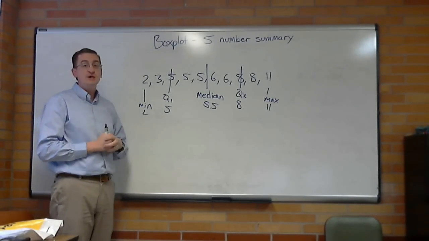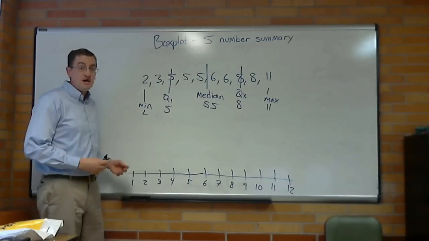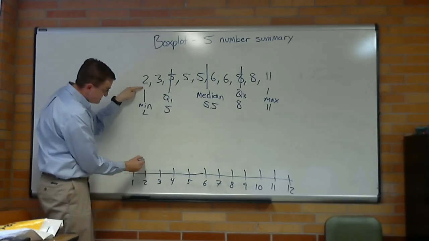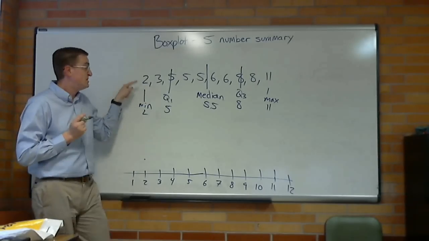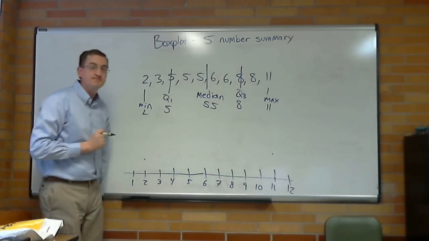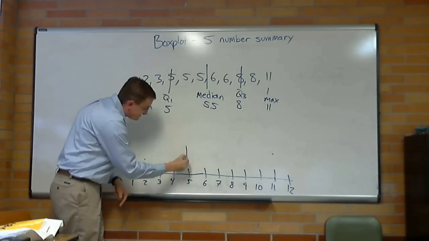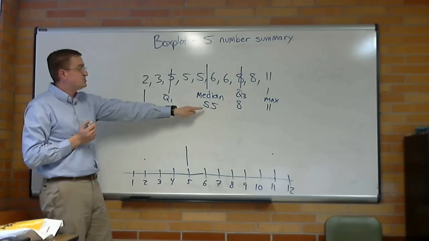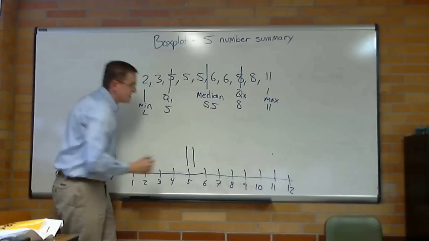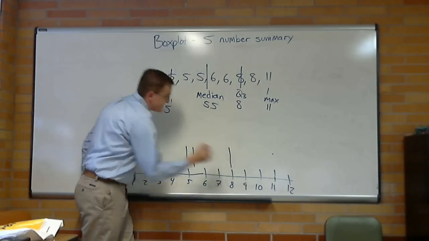Now I have here my 5-number summary. Let me create a number line here. And I am going to put a dot here where the minimum be. That there be the minimum. I am going to put a dot where the maximum be. That there be the maximum. I'm going to draw a line at Q1, which was at 5. There be a line. I'm going to draw a line at the median, which was right in between 5 and 6. Like there. And I'm going to draw a line there at Q3, which is at 8.